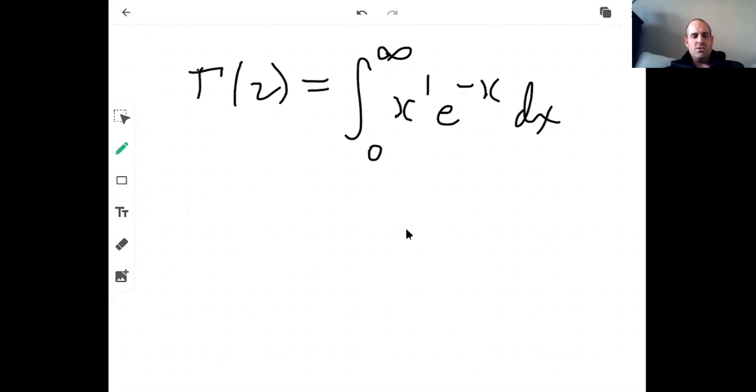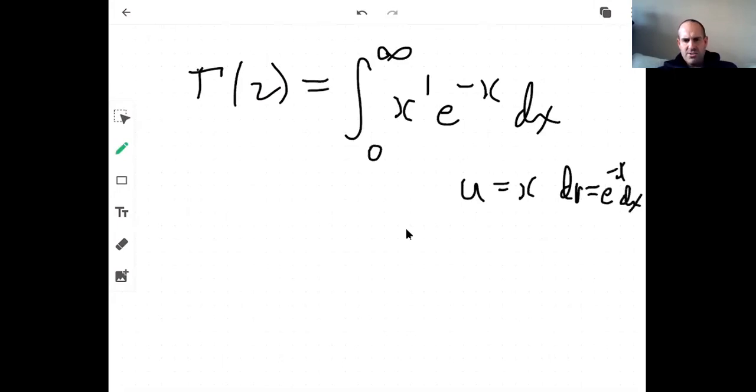And you say to yourself, uh-oh, I've been here before. This looks like it's going to require integration by parts, and you would be absolutely right. So you put u equal to x, you put dv equal to e to the minus x dx. Then du is just dx. And what is v? v is negative e to the negative x.